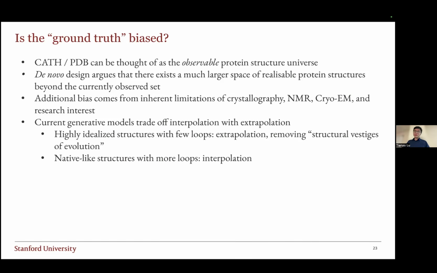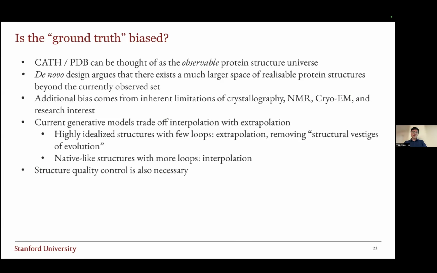Or you can do more interpolation with more loops. This is an avenue that other models might strive for, where you want to cover everything that's observed in the functional protein universe. And so you don't want to just discard a whole region where you have a lot of enrichment in loops.